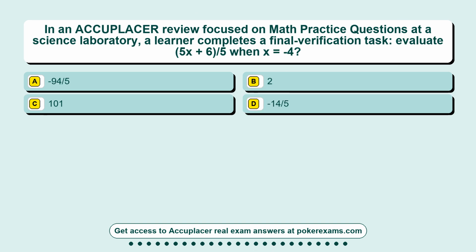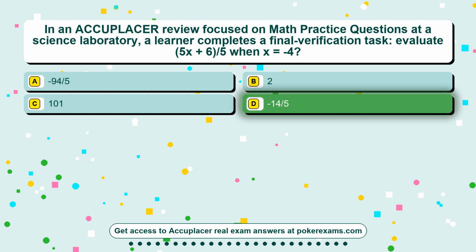Question 10. In an Accuplacer review focused on math practice questions at a science laboratory, a learner completes a final-verification task. Evaluate (5x + 6)/5 when x equals -4. Option A, -94/5. Option B, 2. Option C, 101. Option D, -14/5. The correct answer is option D, -14/5.